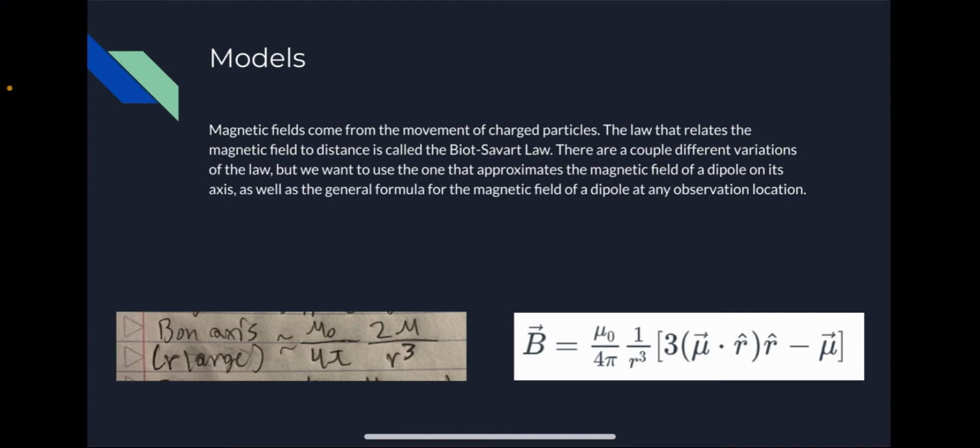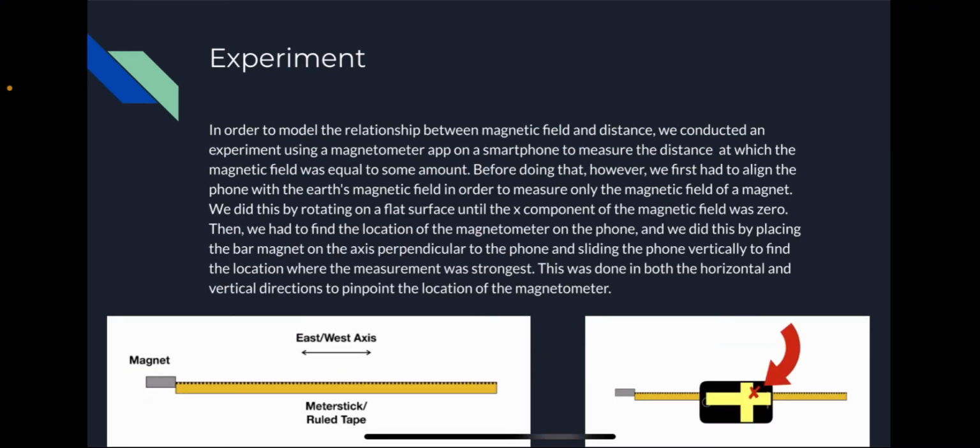Models. Magnetic fields come from the movement of charged particles. The law that relates the magnetic field to distance is called the Biot-Savart law. There are a couple different variations of the law, but we want to use the one that approximates the magnetic field of a dipole on its axis, as well as the general formula for the magnetic field of a dipole at any observation location.